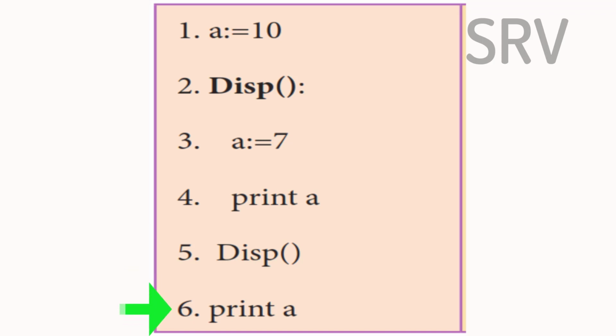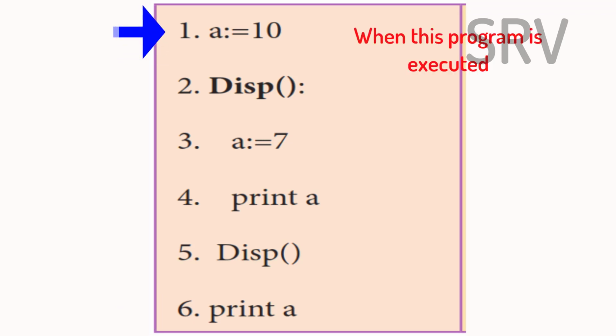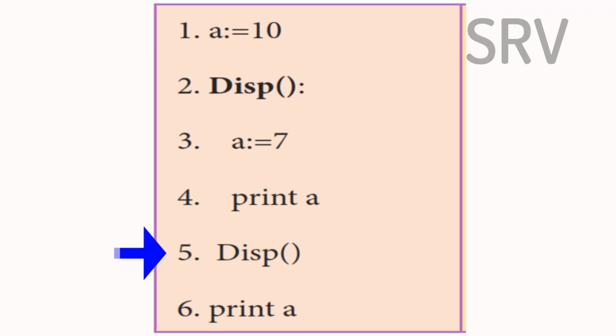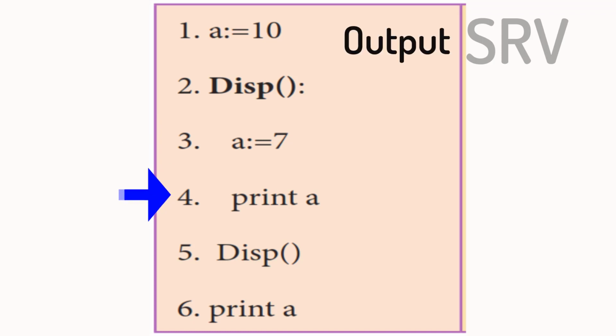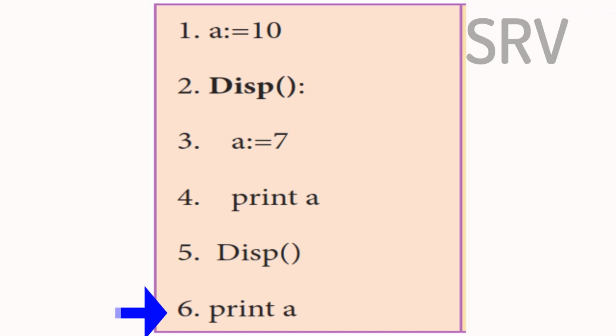So once this pseudocode is executed, it goes to the first statement, a is equal to 10. The value 10 is assigned to a, and comes to the fifth statement. The disp function is called. Now the controller goes to the disp function and initializes the value 7 to a, and value a is printed. The first output will be 7, and the disp function is over and comes back to the next statement after the call to the disp function, and it comes to the sixth statement, and again we are printing a.